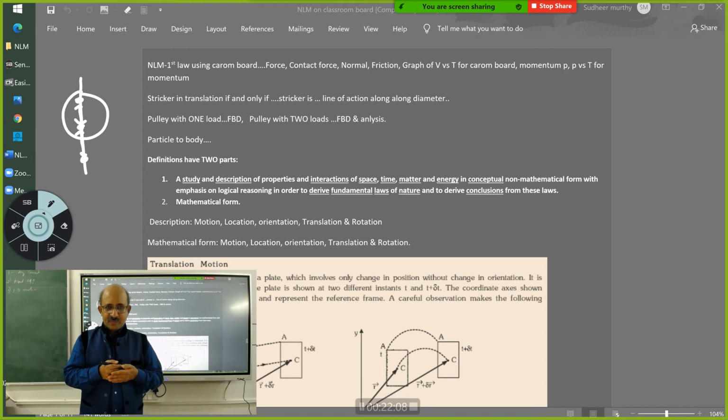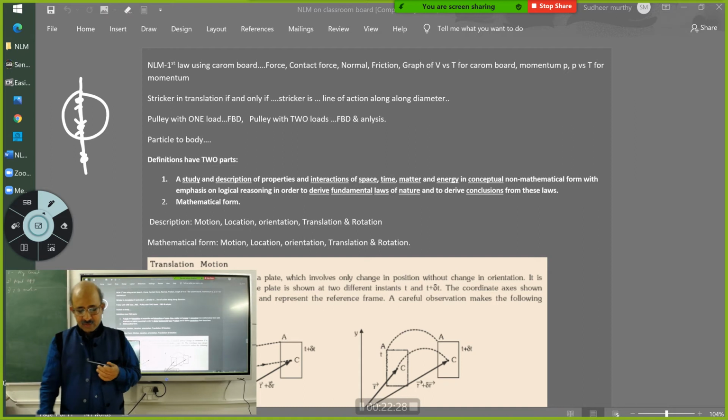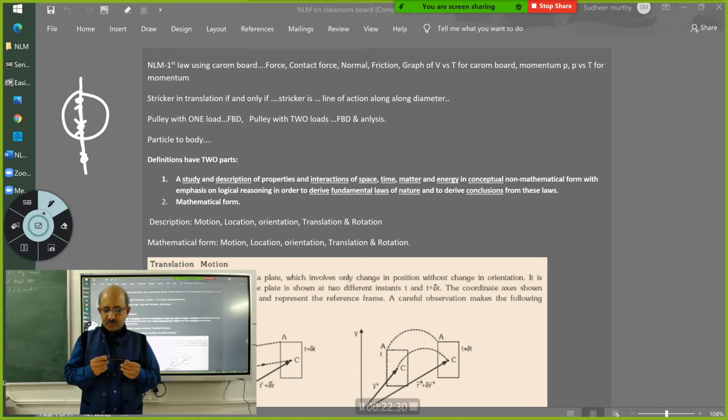Yes, Shreyas Patke. Sir, so force is either a push or pull, which changes the state of motion or rest, or tends to change the state of motion or rest. Okay. Yes, sir. So he says so.